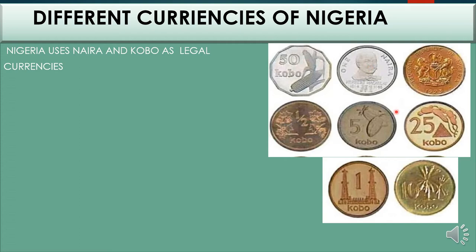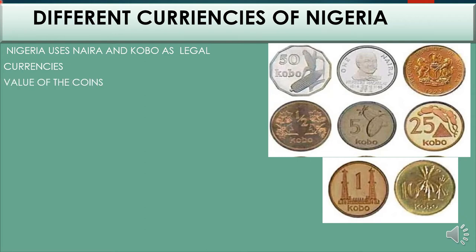These ones we are seeing in this picture, they are coins. This is 50 kobo coin. This is 1 naira coin. This is half kobo coin. This is 5 kobo coin. This is 25 kobo coin. And this is 1 kobo coin and 10 kobo coin. All together, they are coins. Okay? Now, Nigeria uses naira and kobo as a legal currency.